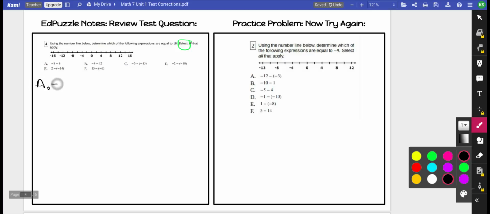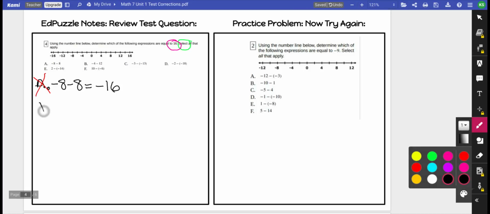A says negative 8 minus 8. So in this case, I owe $8 and then I owe another $8. So when they're both negative, we add them together and keep the sign. So negative 8 and negative 8 is negative 16. The answer that they want us to find is a positive 16. So this is a negative 16, so we would say, no, that isn't an answer.